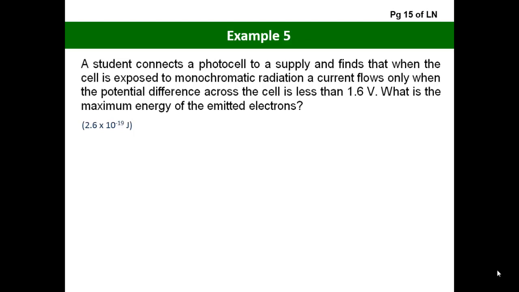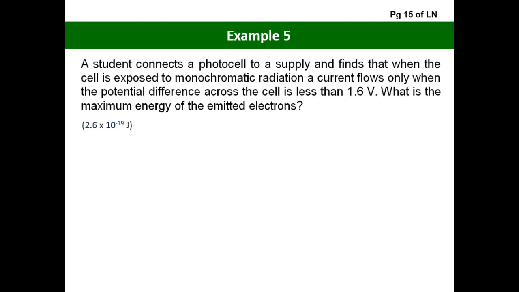Now let's look at example 5 of our lecture notes. In this example, you have a student that connects a photocell to a supply and finds that when the cell is exposed to monochromatic radiation, a current will only flow when the potential difference across the cell is less than 1.6 volts. And you are asked to find what's the maximum energy of these emitted electrons.